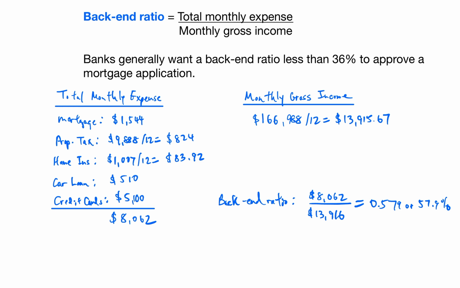Okay, now here's a lesson to learn in this particular example. If this couple did not have a car loan and credit card bills, so just these three items like the previous example, then they would have qualified for this loan. They would have been well below the 36% threshold. So the lesson here is that in real life, when you're getting ready to buy a home, make sure that you don't incur any car loans or have any credit card debts, because that's going to affect your ability to qualify for a mortgage.